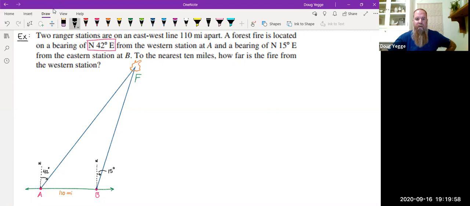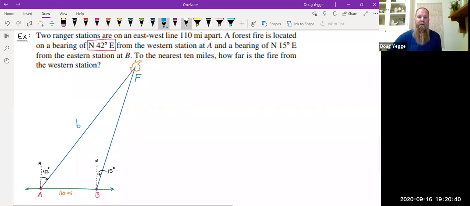Now, how do we know this? It says to the nearest 10 miles, how far is the fire from the western station? The western station is over here. So although it looks from our diagram that it's actually closer from angle B, perhaps for this ranger station that's over at A, it's an easier access to get to the fire, even though it's further away. And this is perfect for some wildfires that happen to be going on in California right now. And so notice that what we're trying to do here is find this side. And I'm going to call this little b just because of the fact that I'm given angle B.